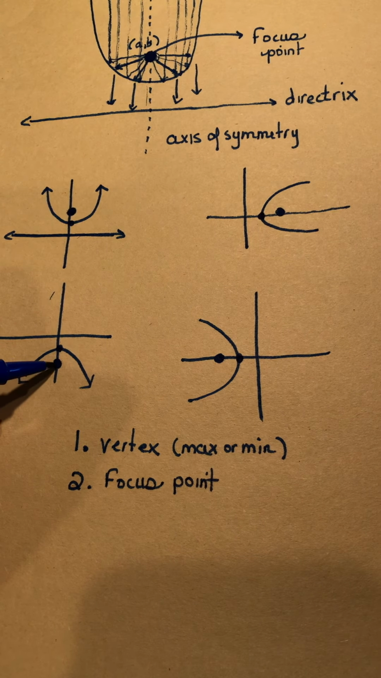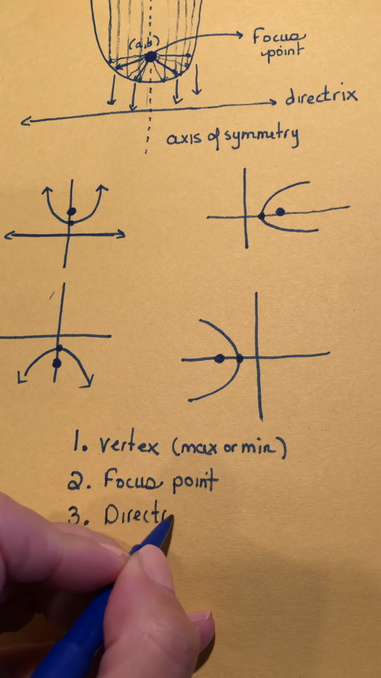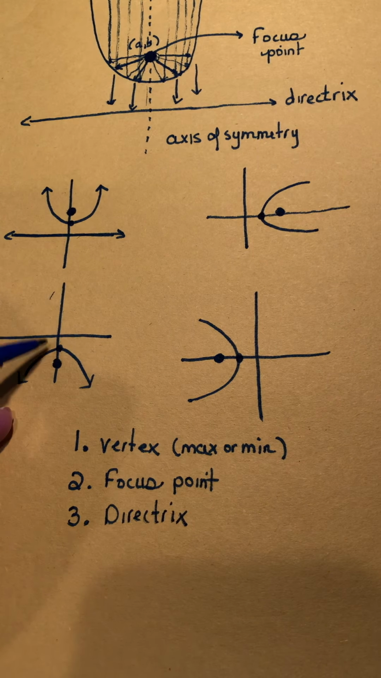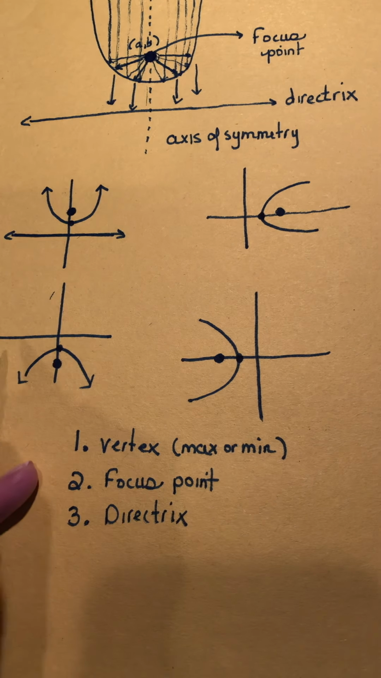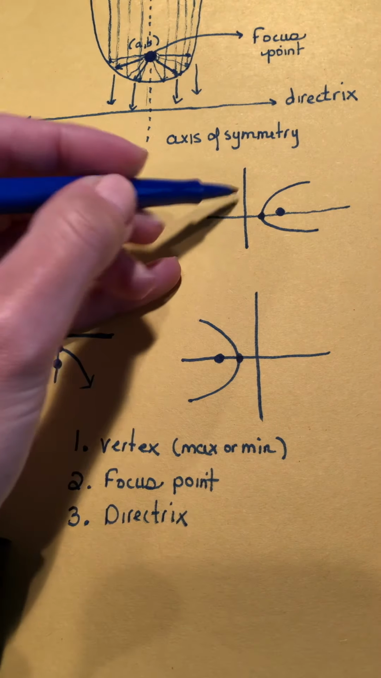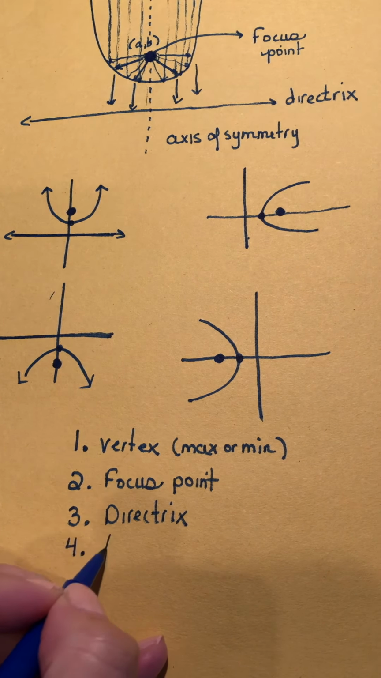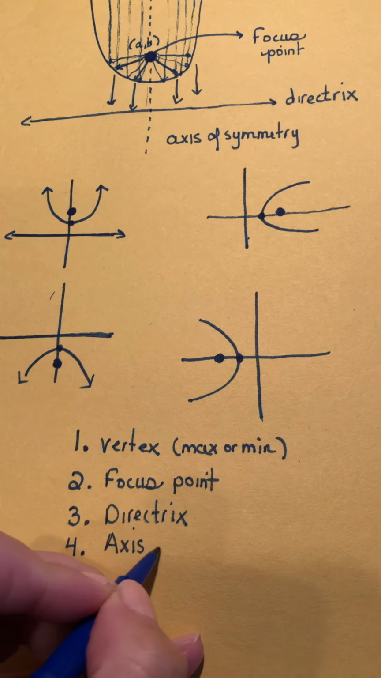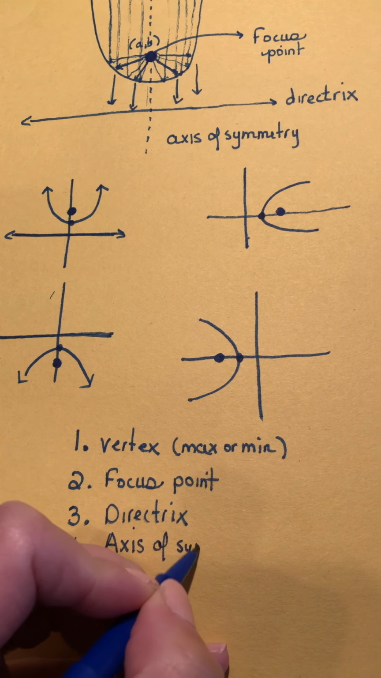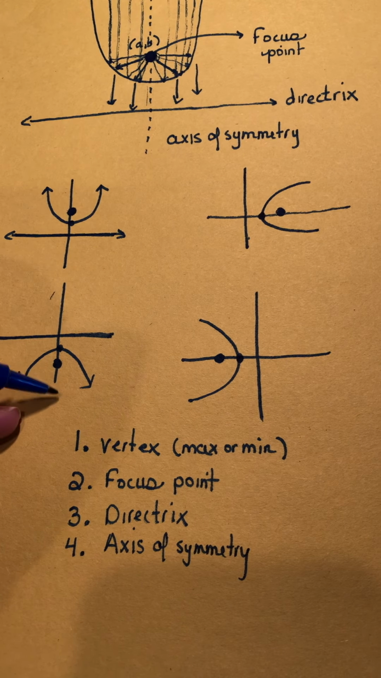So focus point, focus point, focus point, focus point. All parabolas have a directrix, and this is a fancy word for just a line that is on the other side of the parabola. So the directrix is always on the other side. And finally, all parabolas, as you know, have an axis of symmetry. And the axis of symmetry is always going to go through the focal point.